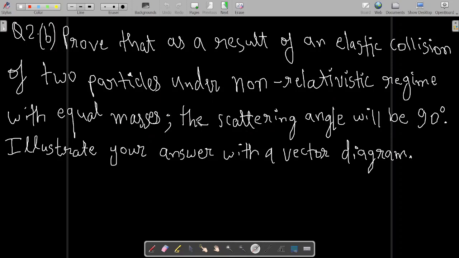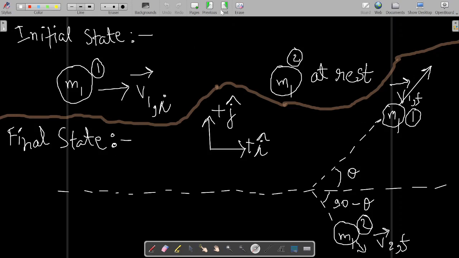The scattering angle: after colliding, they will scatter in different directions. So after collision, when they scatter in different directions, that scattering angle should be 90 degrees. That's what we have to prove. And we have to illustrate this answer with the help of a vector diagram as well. So let us see how to solve this particular question.